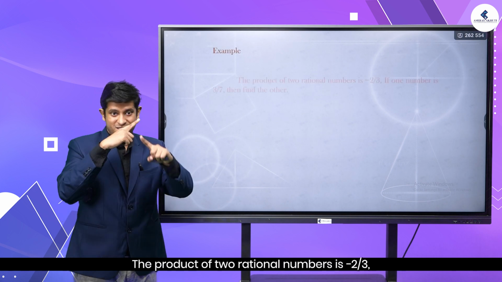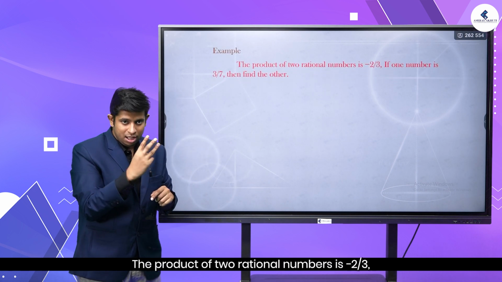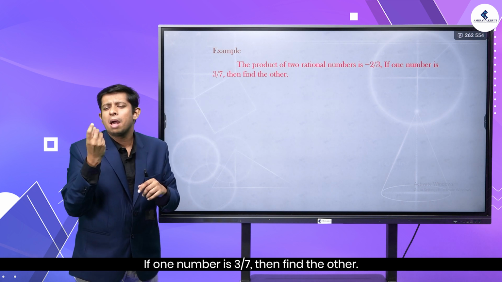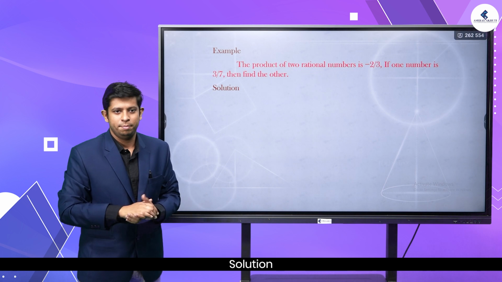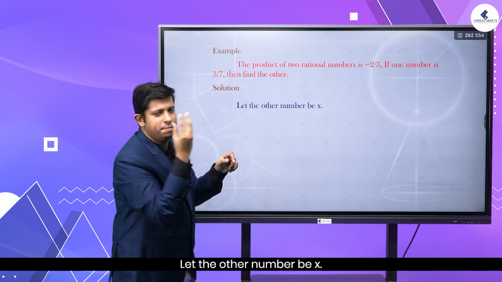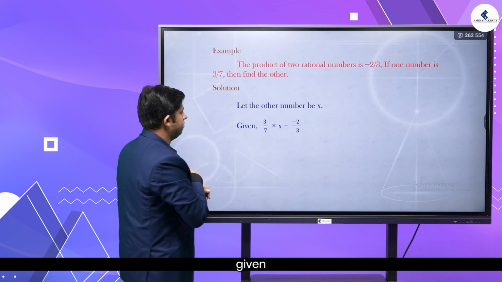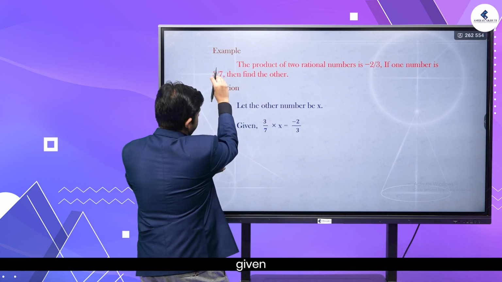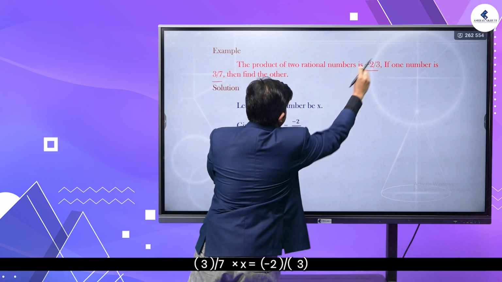Example: the product of two rational numbers is minus 2 by 3. If one number is 3 by 7, then find the other. Solution. Let the other number be x. Given 3 by 7 into x is equal to minus 2 by 3.